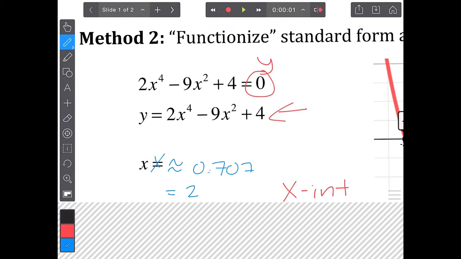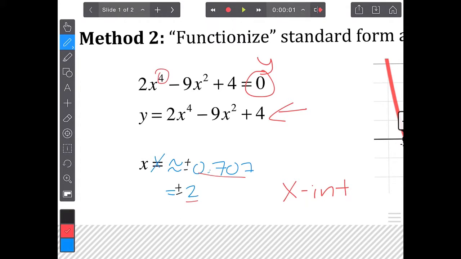Well, it turns out when I repeat that process, I'm going to get plus or minus this value and plus or minus this value. That is not always going to be the case, plus or minus of those. However, since I have a power of 4 right here, I know that I have upwards of 4 solutions. And I did have 4 unique solutions, plus or minus 0.707 and plus or minus 2. It won't always be 4 unique solutions.